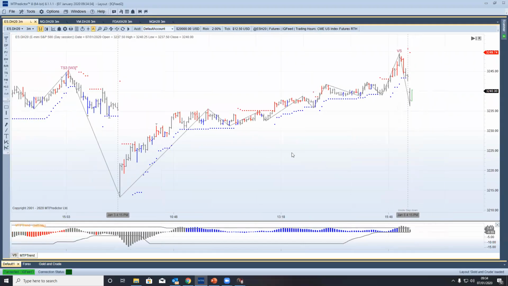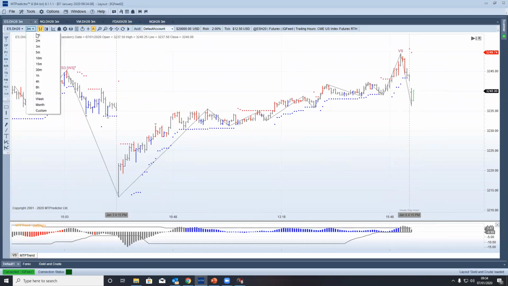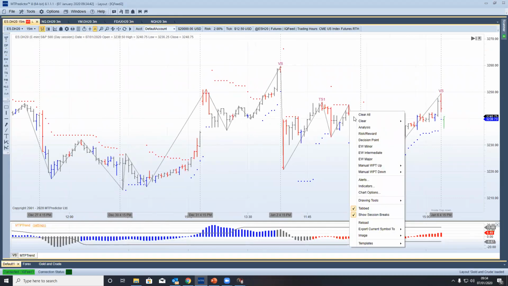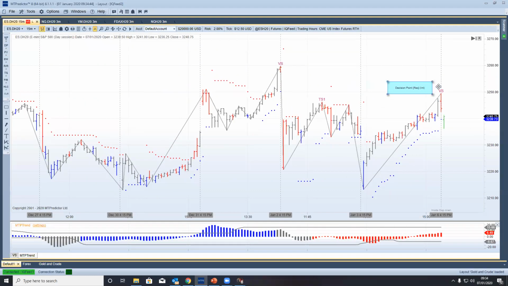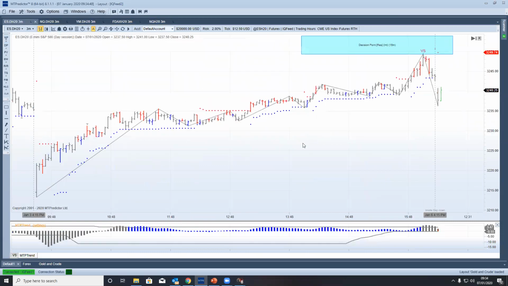Right, so here the market's open. Not much change from yesterday. So we'll see whether these decision point levels hold and see whether we get a decline today. I'd be very interested to see that.